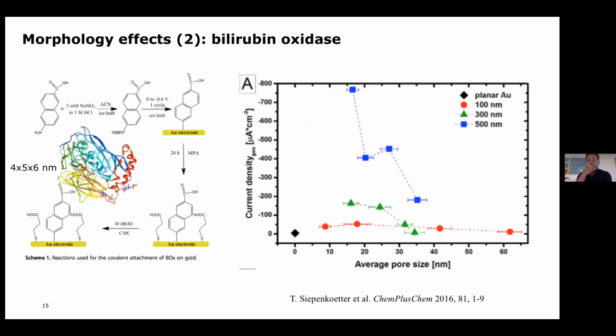Second example is bilirubin oxidase. As I mentioned before, this enzyme could do oxygen reduction. For the oxygen reduction response, Theo also found that with a pore size around 20 nanometer, which is above the size of bilirubin oxidase, it gives the best ORR, oxygen reduction, catalytic response, which I think is also interesting.